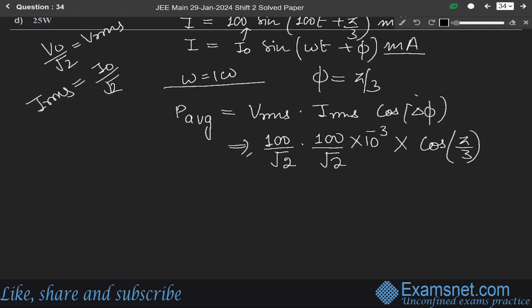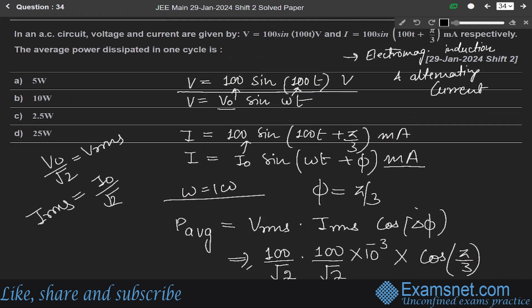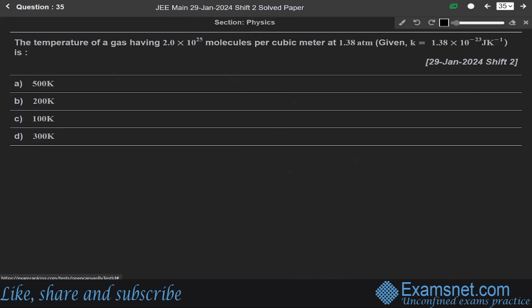Now solving it, 100 by root 2 times 100 by root 2 means 10 to the power 4 minus 3 over 2, into cos pi by 3, which is 1 by 2. So the correct answer is 10 over 4, that is 2.5 watt. So the power dissipated in 1 cycle is 2.5 watt, means option C. Now next question, question 35.